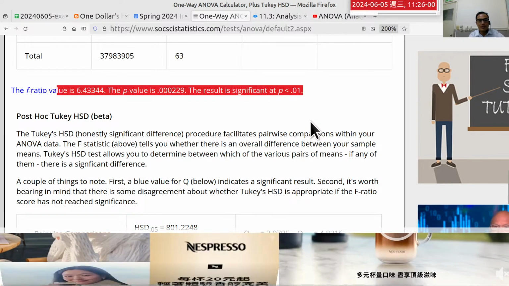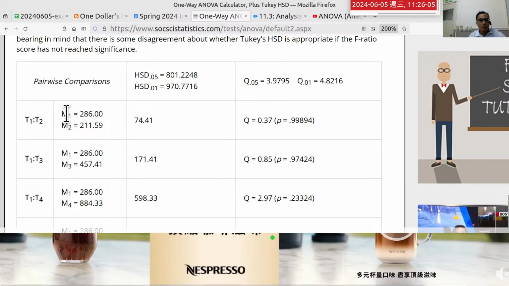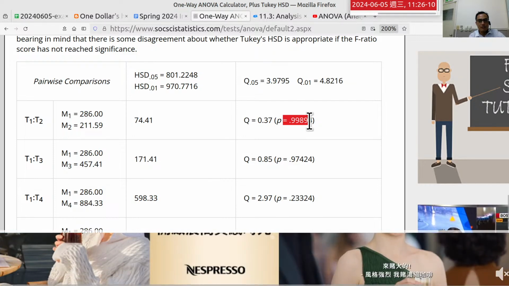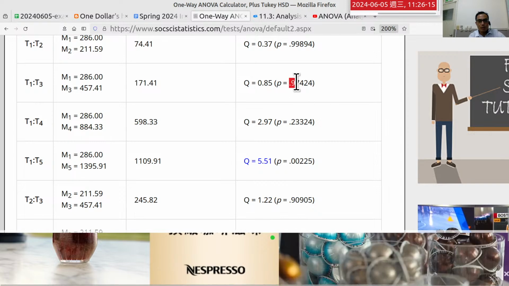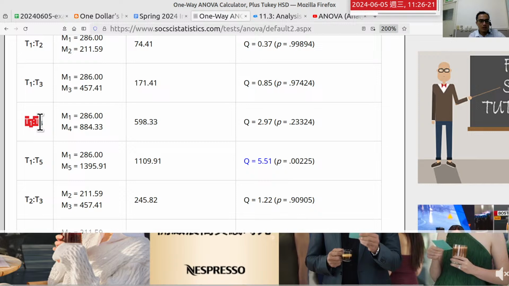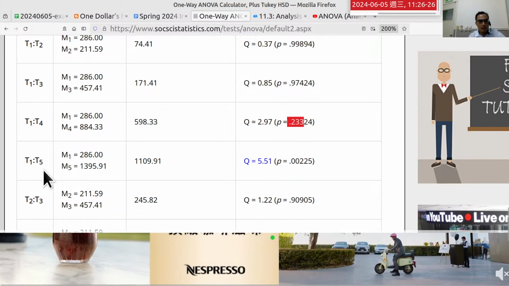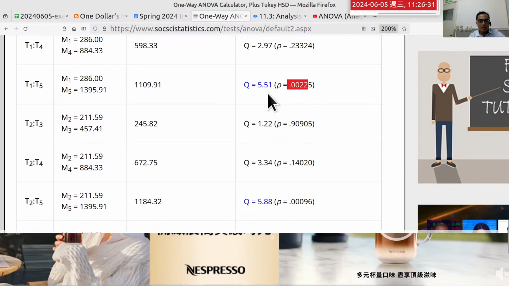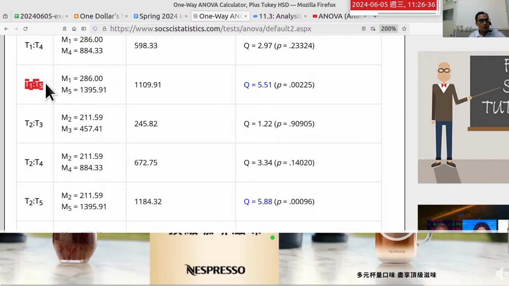You can see, in each comparison, group 1 to group 2, the p-value is very close, no significant difference. Group 1 to group 3, 0.97, no significant difference, close to 1. Group 1 to 4, 0.2. Group 1 to 5, that's 0.02. Okay, this one in blue is a significant difference here. Group 1 to group 5.